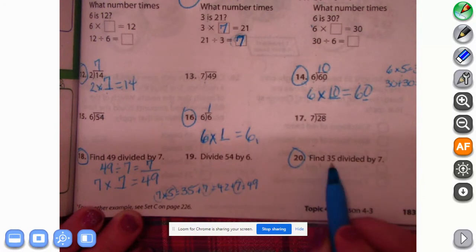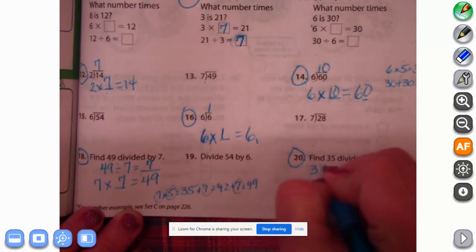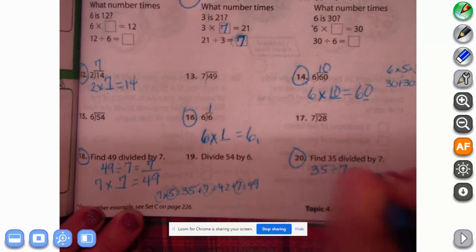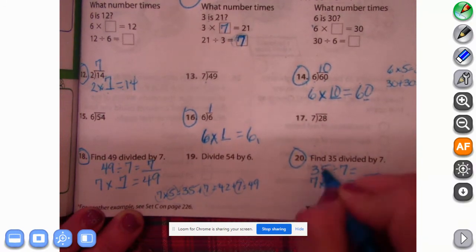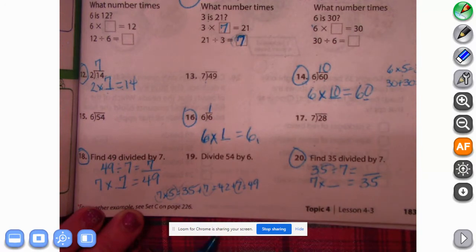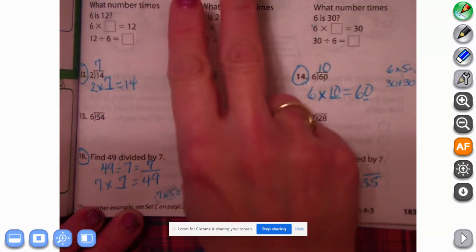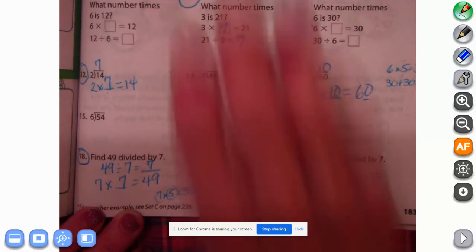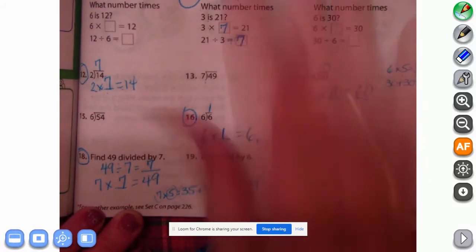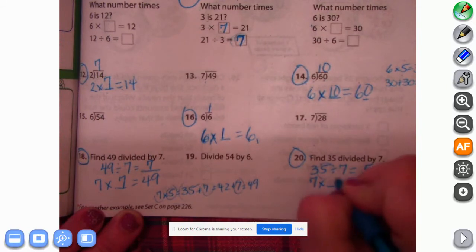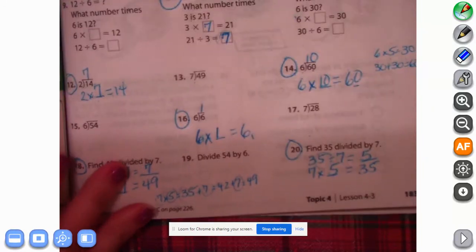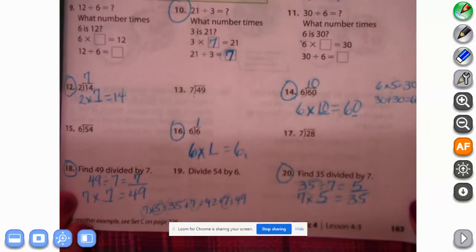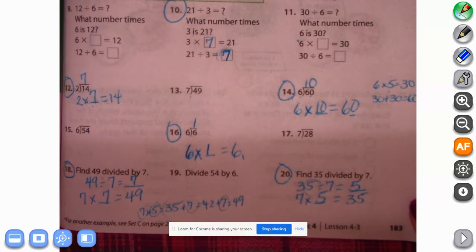All right, find 35 divided by 7. 35 divided by 7 equals what? Kind of like this problem that we just had here. 7 times what equals 35? Well, it ends with a 5, so I think I can skip count by 5. Let's try. 7, 14, 21, 28, 35. Oh, it worked. 5 of them. All right, make sure you have everything written down from this page. You can push pause if you need more time.